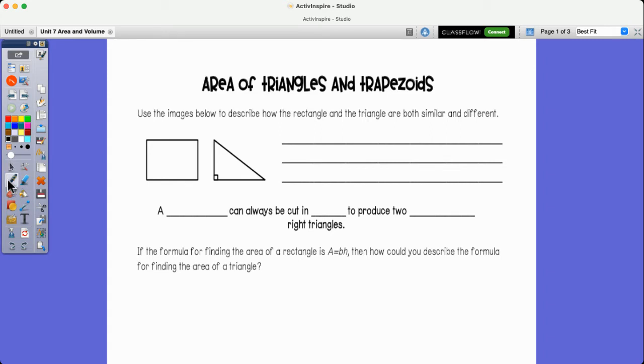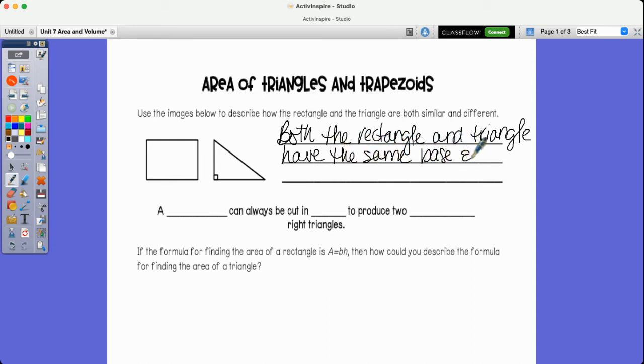Okay, we're going to use the images below to describe how the rectangle and triangle are both similar and different. If you look at our rectangle right here, you'll notice that the two bases between the rectangle and triangle are the same, and the heights are the same. So both the rectangle and the triangle have the same base and height. Now, when we're looking at how they are different, we'll notice that the triangle is exactly half of the rectangle.